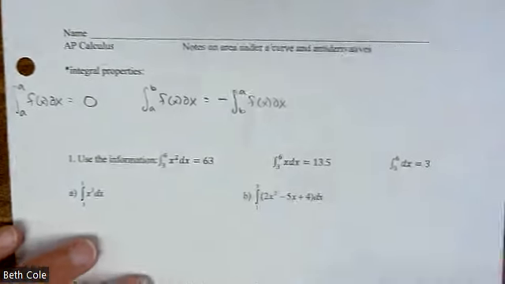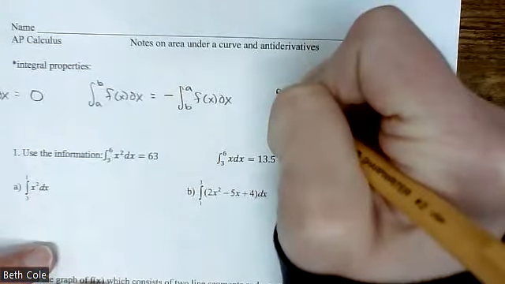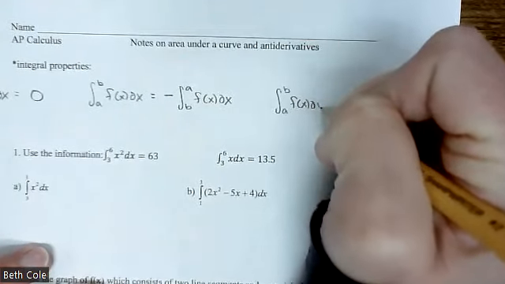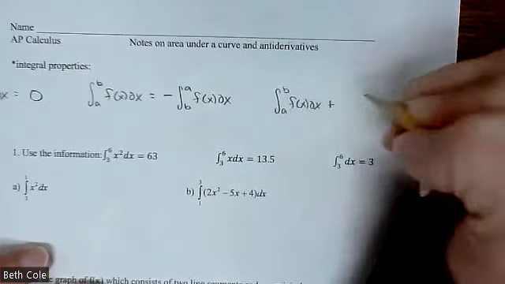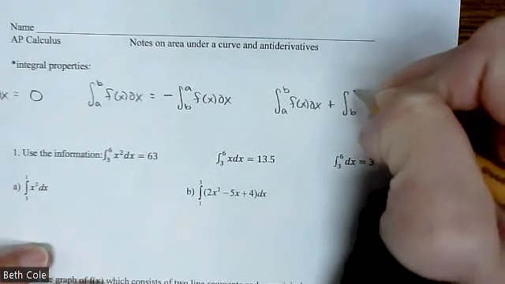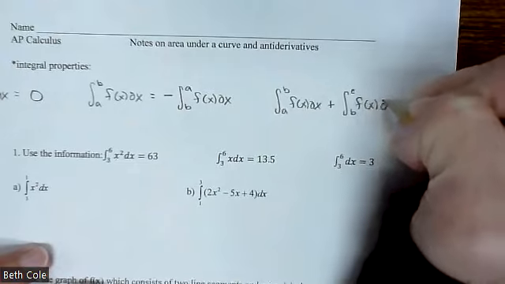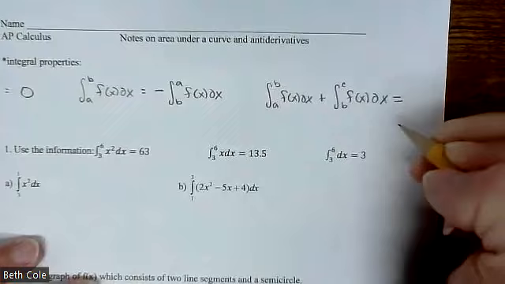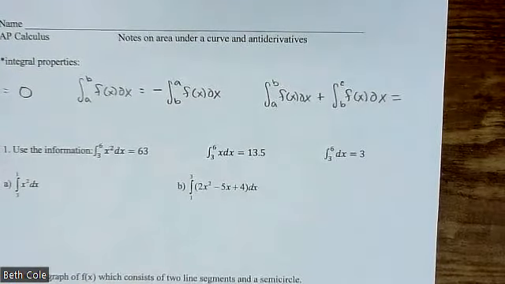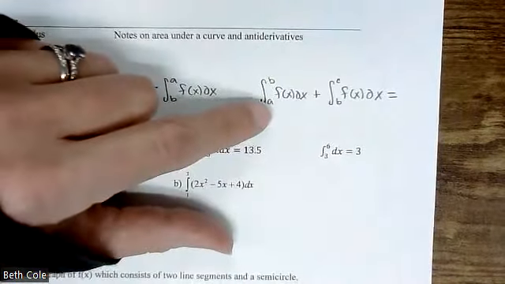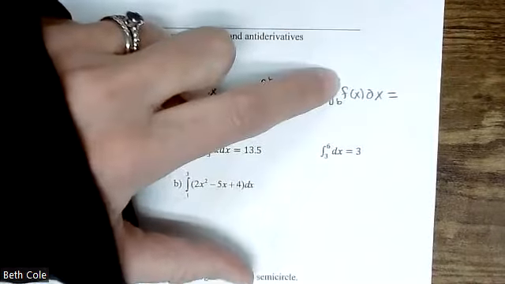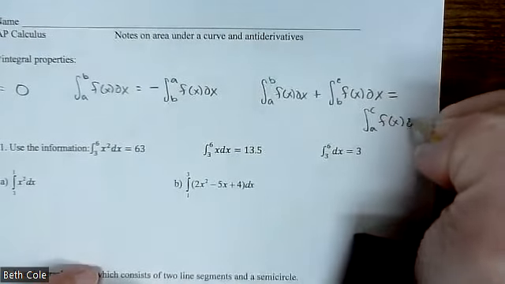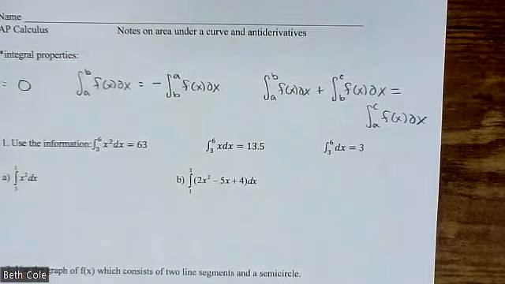And then the third one, the integral from a to b, f of x dx, plus the integral from b to c, f of x dx, equals, and I ran out of space, I'm going to have to go down to the next line. But what do you guys think that equals? If you accumulate area from a to b plus b to c, it's good. The integral from a to c, f of x dx. Again, this all logically makes sense.